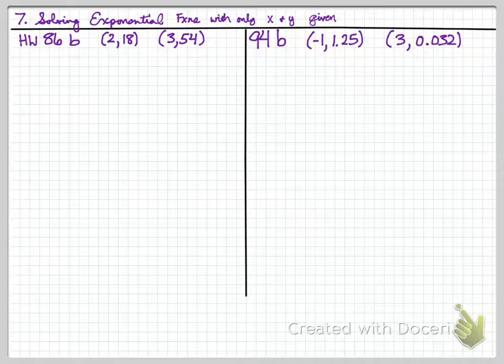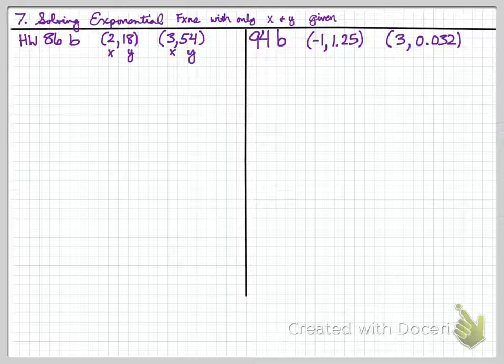Alright, let's take a look at two of the core problems from the Solving Exponentials unit. We have the two homework problems, 86B and 94B. In this, they don't give us an A, an initial value, or a B, the ratio. They just give us 2 points, which means they give us XY and XY. What we can do is turn both of these points into equations.